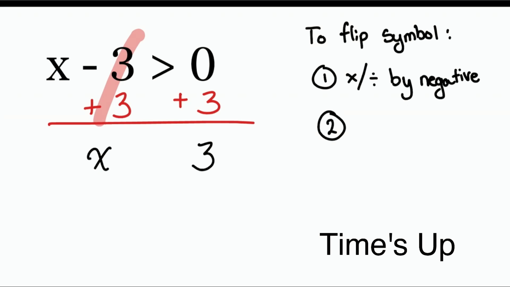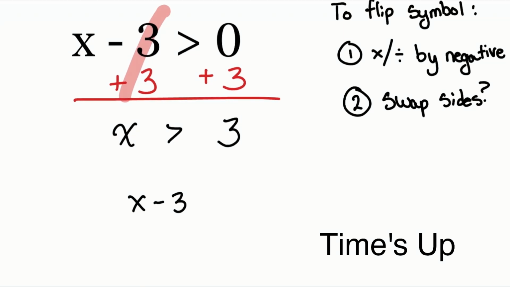The other situation is if we are swapping the sides entirely. Did we swap sides? No, we did not. We simply added 3 to both sides. That is not the same as quite literally doing this. If we had x minus 3 is greater than 0, and we swapped the sides entirely, we would have x minus 3 on the right, 0 on the left, and we would flip the symbol like that. That's what swapping the sides looks like.